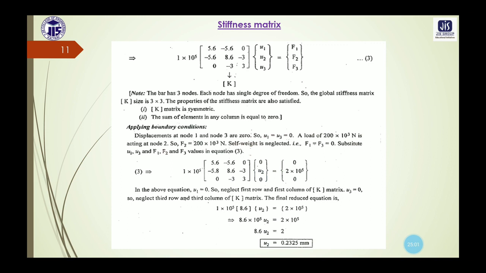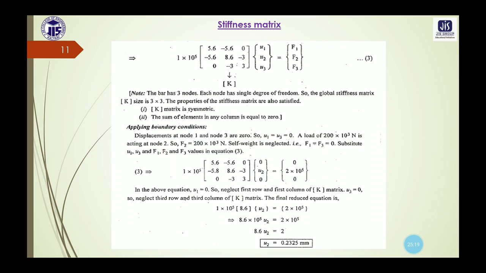And here the properties of the stiffness matrix are also satisfied. The stiffness matrix is symmetric, and the sum of the elements in any column is equal to 0. So these are the properties of the stiffness matrix.